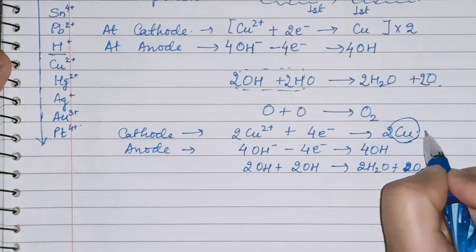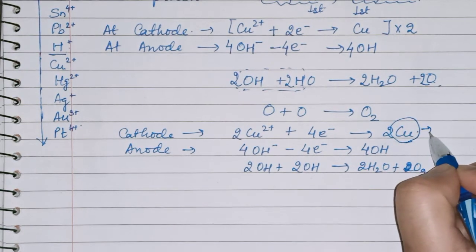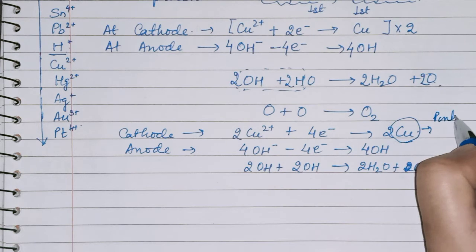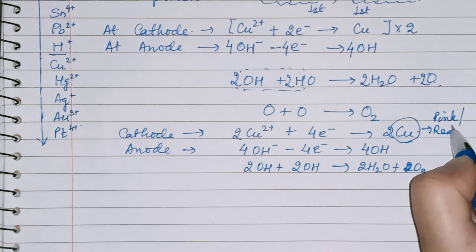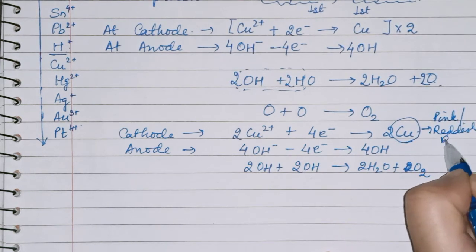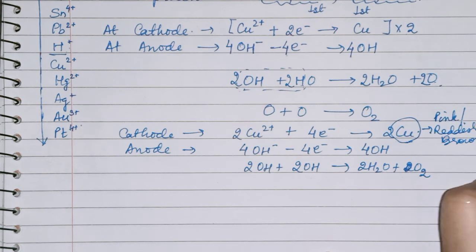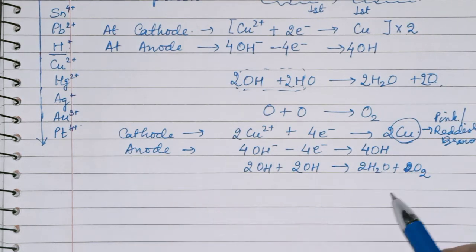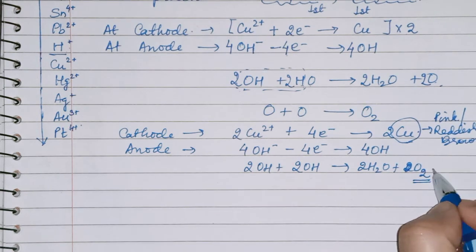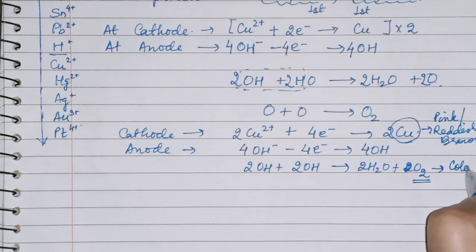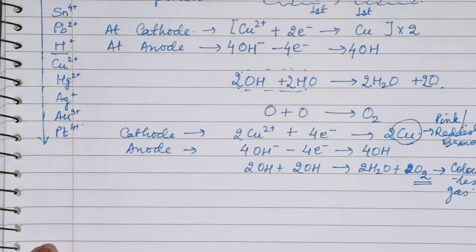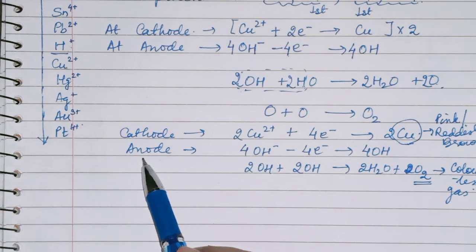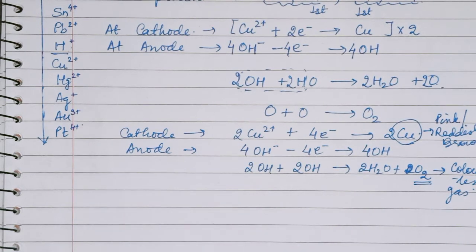Okay, like this. Now children, you are getting copper at cathode. So the color of copper is reddish brown or pink. Pink or reddish brown. It will get deposited at cathode, and at anode you are getting oxygen gas. Oxygen gas is a colorless gas. Okay, colorless gas, you will see that it is evolving from anode.